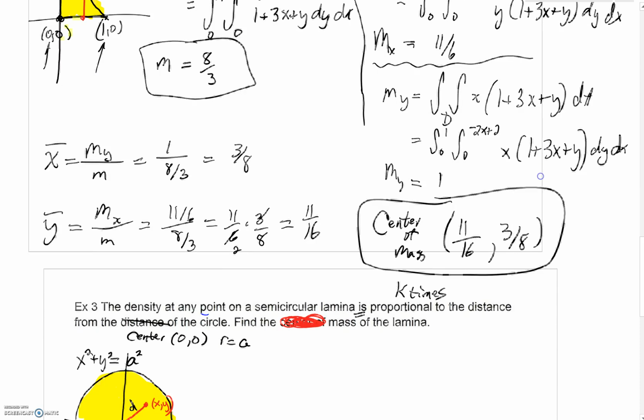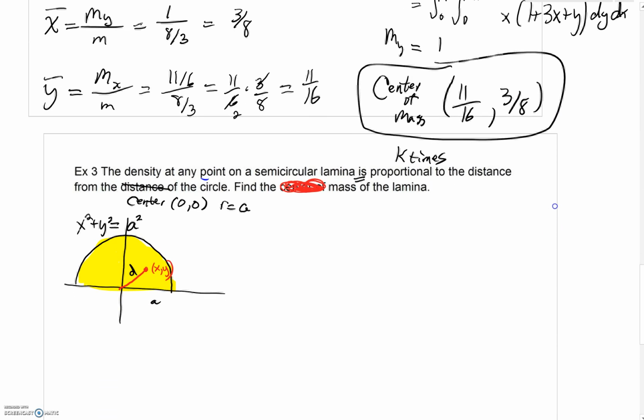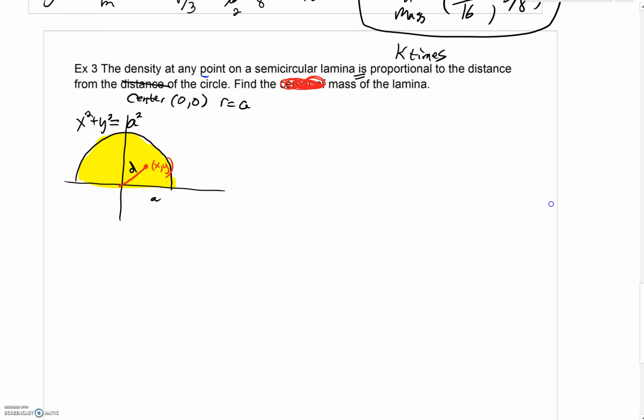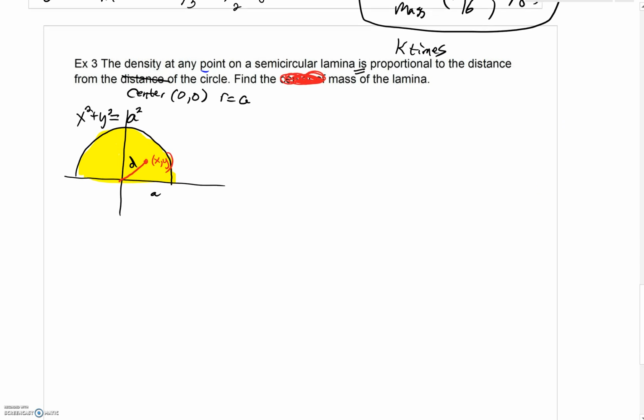All right, one more example, and this one is a little bit more abstract. We're not given an exact density function. We're going to have to write it out. It says the density at any point on a semicircular lamina is proportional, which means there's some constant, like k, times the distance from, let's change this here, the center of the circle. And the circle is given to us very abstractly. It's just given a center of 0, 0.